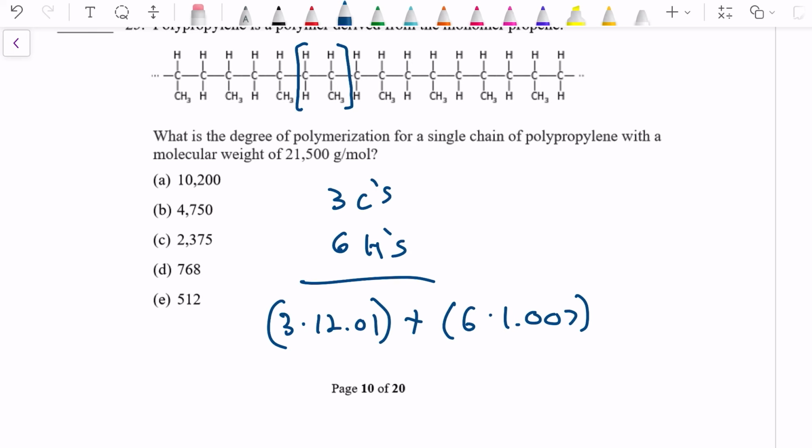Okay. 3 times 12.01 plus 6.042. I'm going to get 42.072.